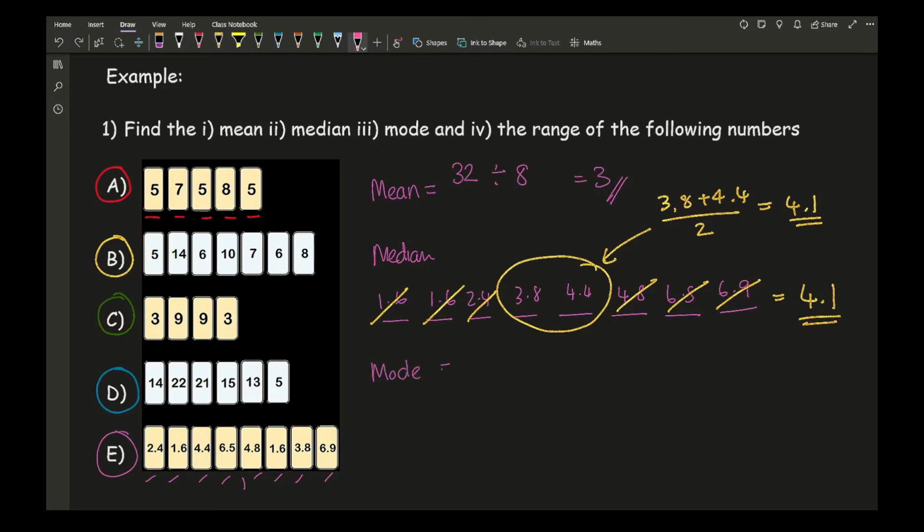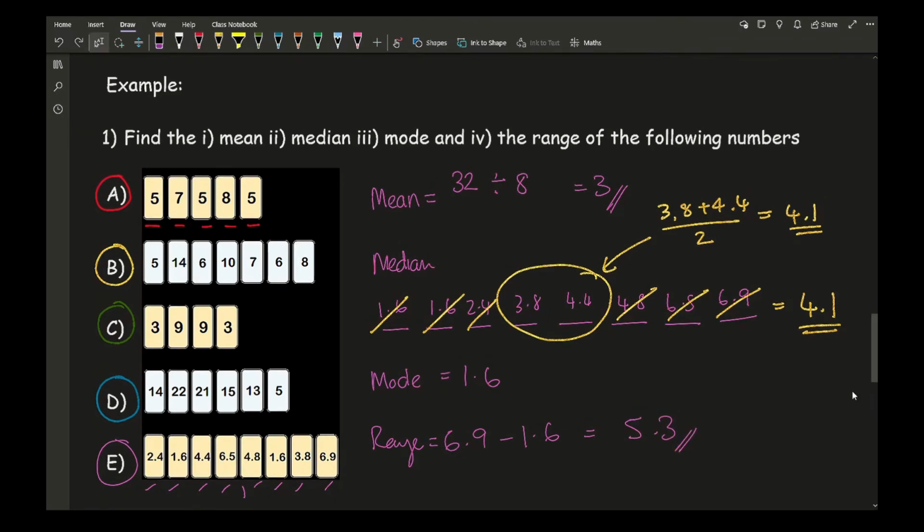And then working out the mode, it's a case of which number appears the most. So here it's going to be 1.6. And then finding out the range, it's going to be 6.9 minus 1.6, which is going to give me 5.3, and there's my final answer.